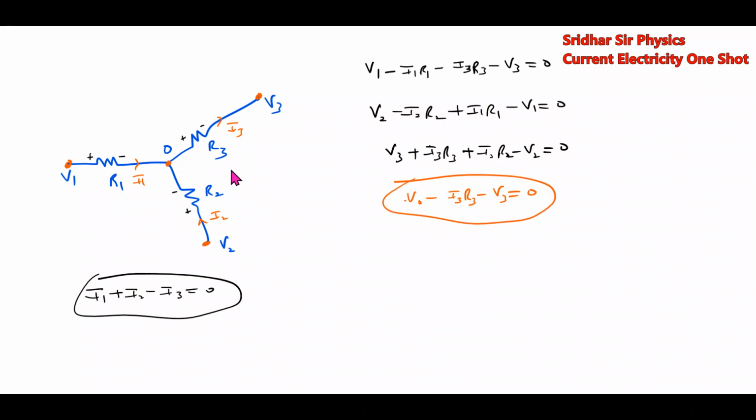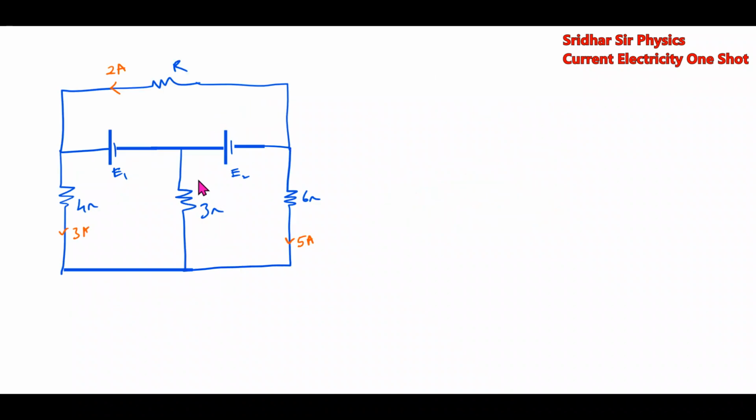These are some problems related to Kirchhoff's voltage law. We have to find E1, E2 and R. Find the EMF of cells E1, E2 and the resistance R. Well, first we'll apply KCL at this point. Here 3 ampere, here 5 ampere.